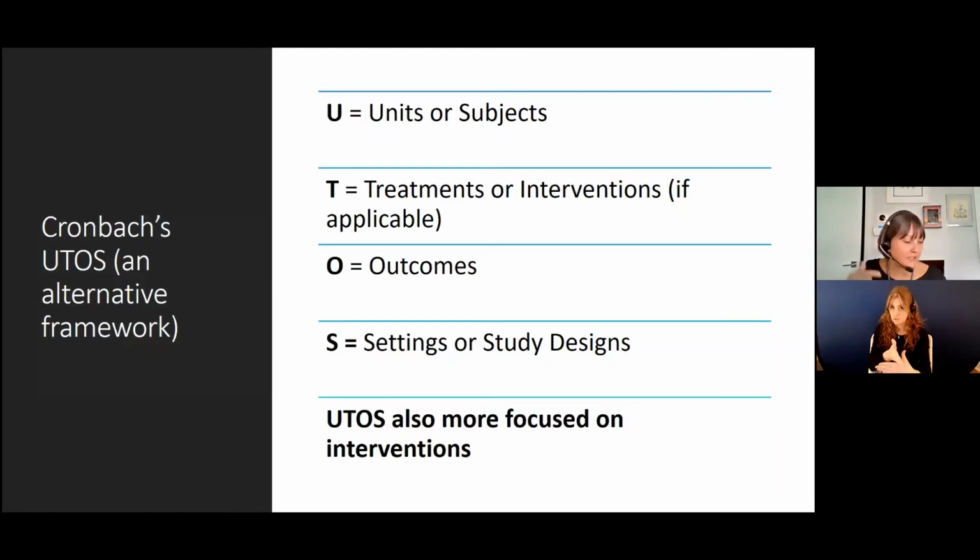So if we just go back to our Belland example on computer scaffolding, we can see that the units or subjects for that particular case was any students from K through college. The treatment or intervention was a computer scaffolding intervention. The outcome, they had a variety of outcomes that related to STEM education. And the study designs they were most interested in were randomized controlled trials.